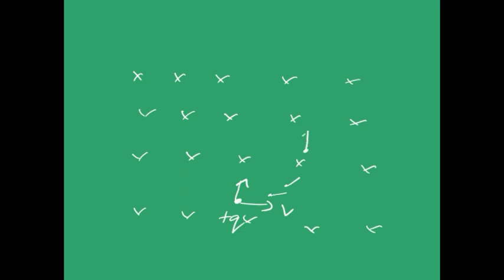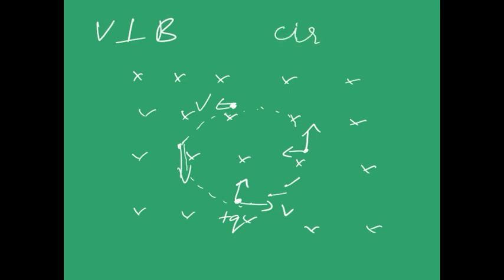Here the velocity will be in this direction. Again by right hand rule, the magnetic force will be in this direction. Again it tries to change the velocity. By the time it comes here, this is the velocity. Again when it comes here, this is the velocity. So when you join all these points, you're going to get a circle. What I mean to say is that when velocity is perpendicular to the magnetic field, this is case 1, the particle observes a circular motion. Hope everything is clear till now.